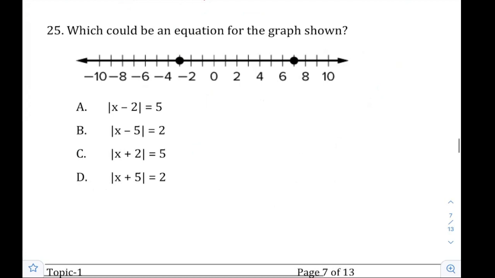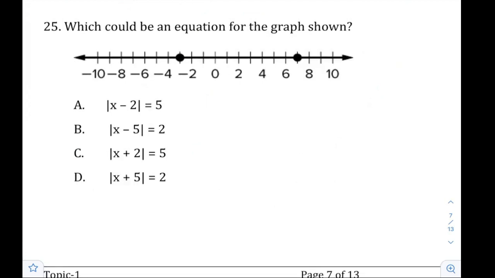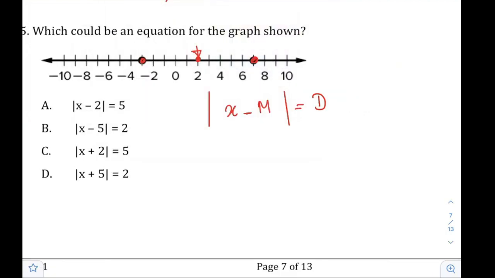Let's move here, which could be an equation for the graph shown. This is a kind of writing equation, and it should be an absolute value equation since we have two different solutions. The general form is absolute value of x minus the midpoint is equal to the distance from the endpoint to the midpoint. Remember this. The midpoint can be found mentally. The midpoint is here, this one. If you cannot find it, you can add the endpoints and divide by 2. For example, in our case, the solutions are -1 plus 7, divided by 2. 7 minus 1 is 6, over 2, which is 3.